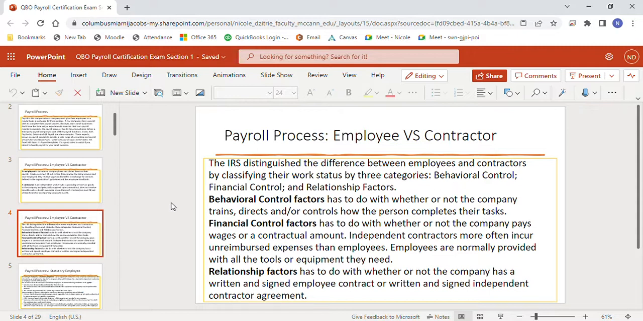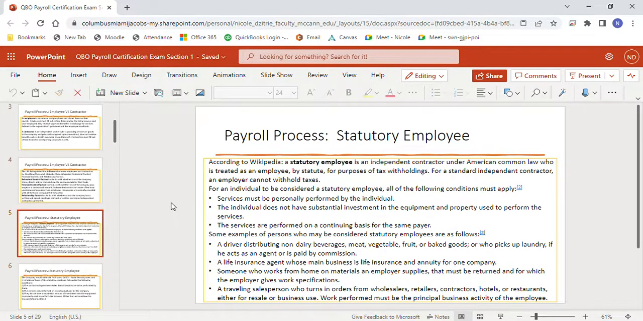And then the relationship factor has to do with whether or not the company has a written or signed employee contract or a written and signed independent contractor agreement. The third one, as I said, we'll talk about is the statutory employee.